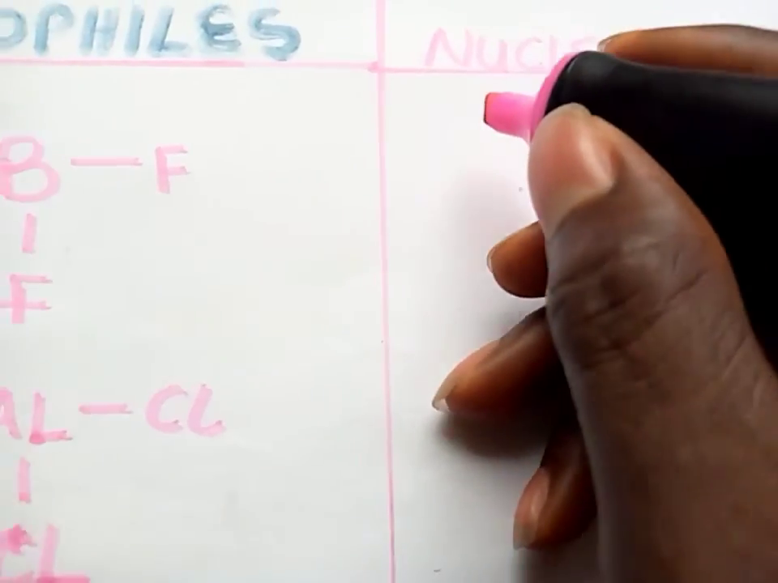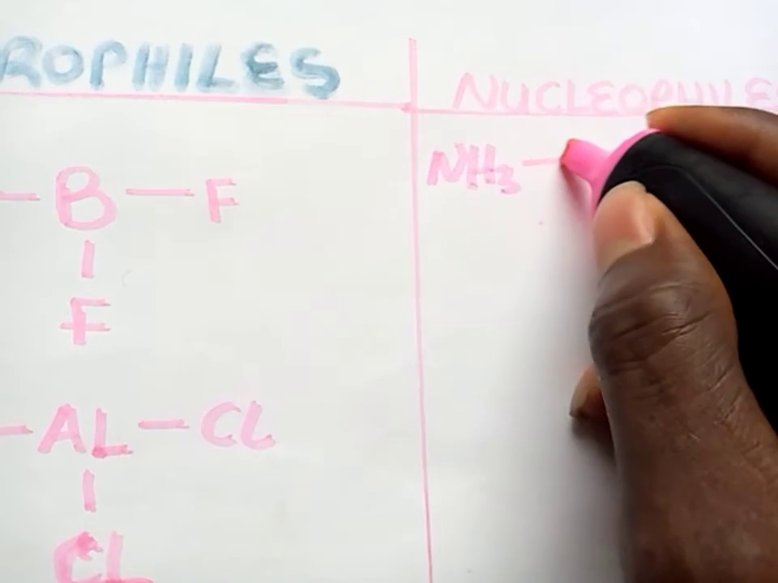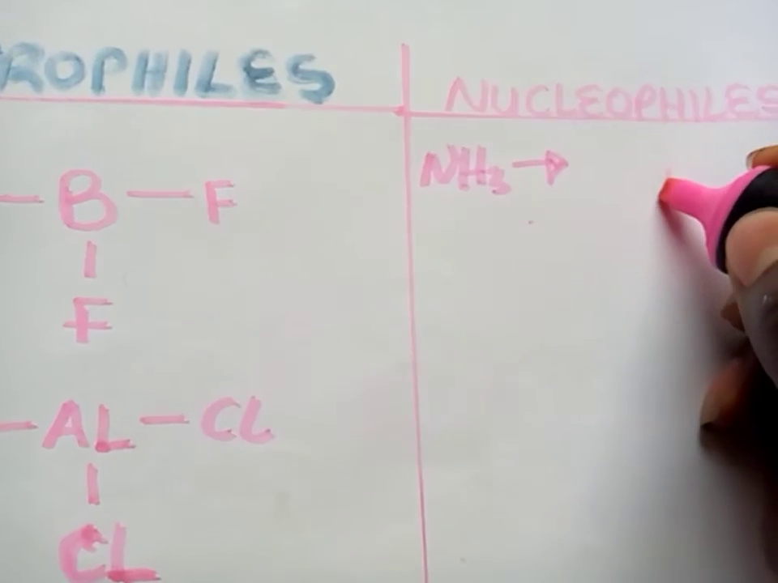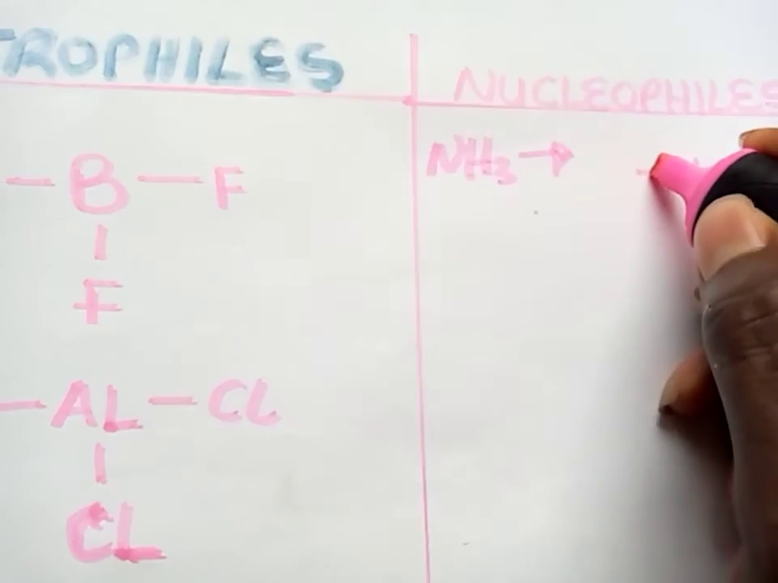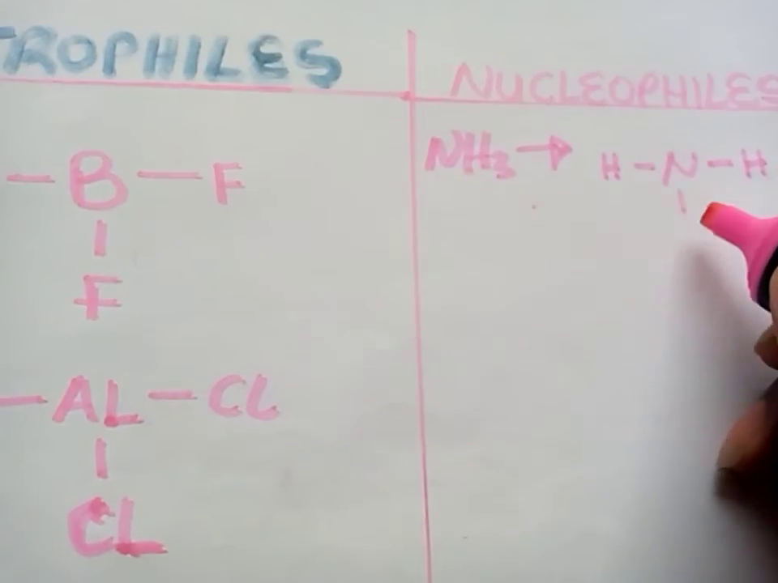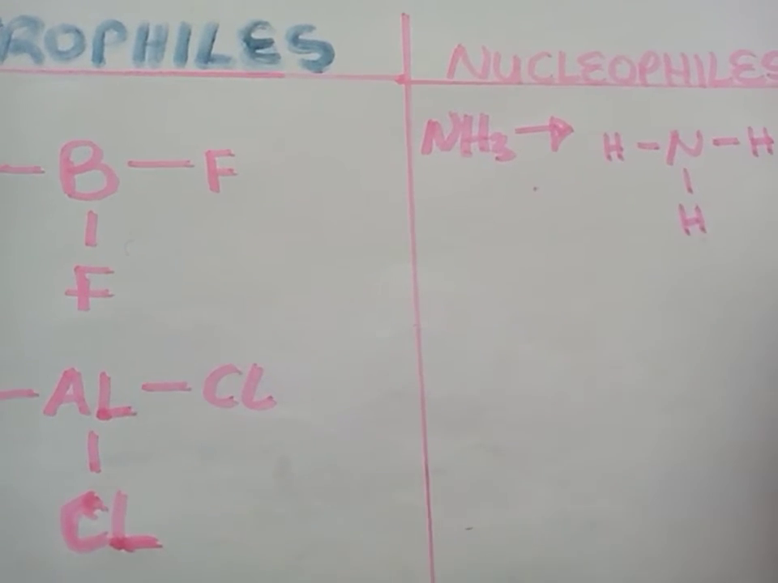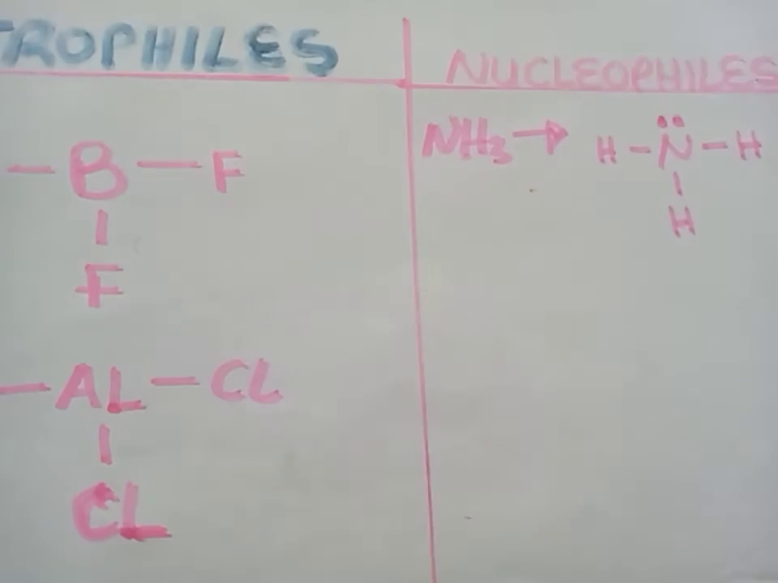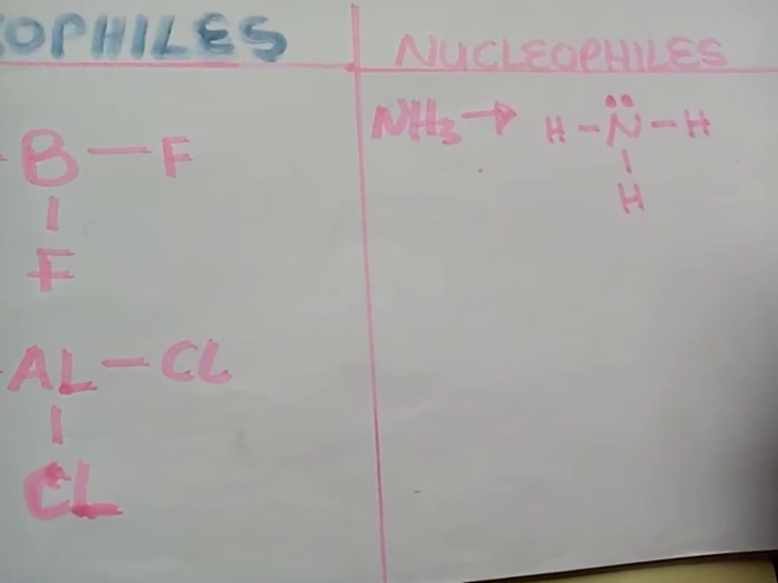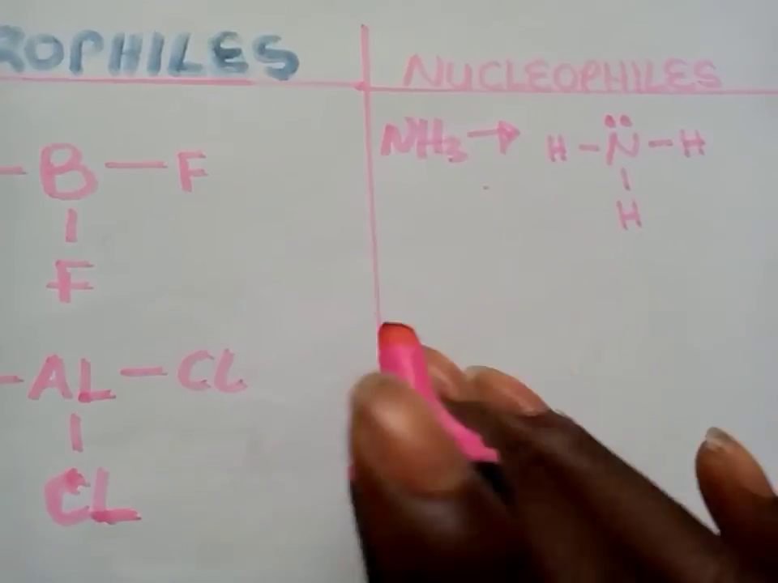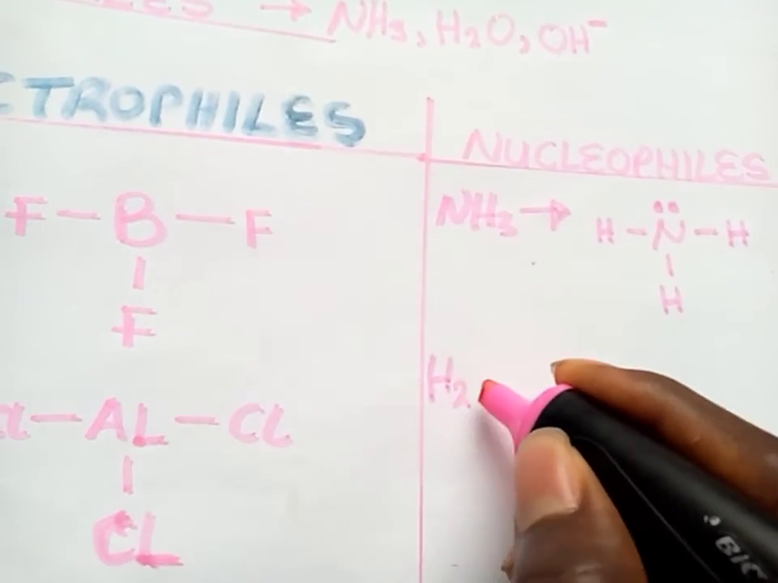Look at ammonia. Ammonia is NH3. So let's have a look at its structure. Nitrogen is the central atom, then attached to 3 other hydrogens. As you can see, there are still 2 other electrons remaining. So this balances now. As you can see, nucleophiles have at least 1 pair of lone electrons here. So let's have a look at another structure. Let's have a look at water.